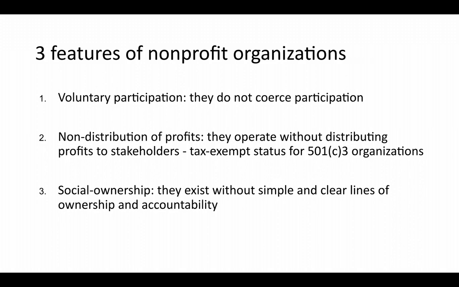The second thing is that nonprofits don't distribute their profits to personal pockets. That's called the non-distribution of profits constraint. This is regulated by the IRS, because if nonprofit organizations want to enjoy their tax-exempt status, their 501(c)(3) organizational status, then they can't distribute profits to stakeholders. And the last feature is social ownership, which means it's very hard to figure out who owns a nonprofit organization. Because of social ownership, nonprofit organizations exist without simple and clean lines of ownership and accountability. But they are bounded by the non-distribution of profits, and they usually work for a very noble cause.